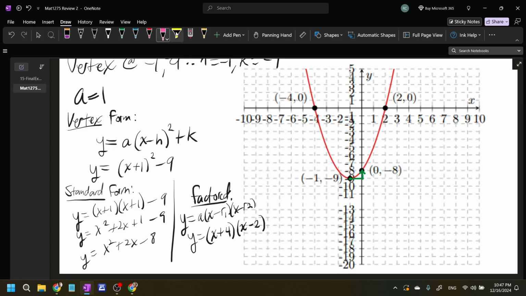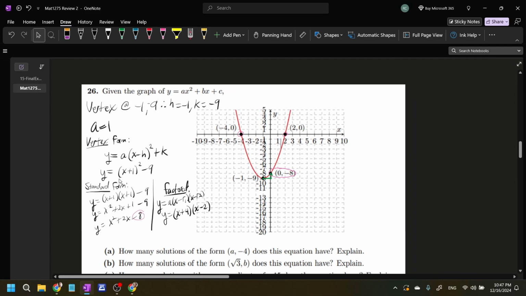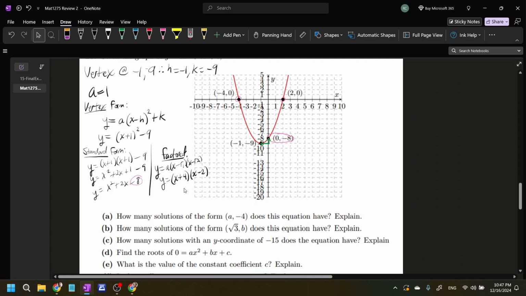Okay, let's just confirm that these functions that we've written are correct. You can see here our y-intercept is -8, which matches here. Here we have roots -4 and 2, which match these. So we have all three forms of this equation solved. So let's answer the first question.